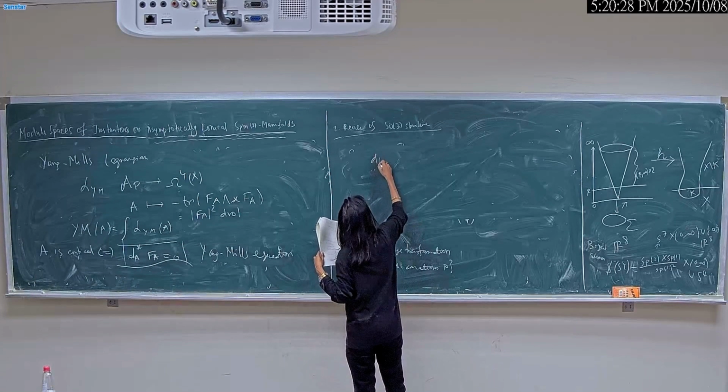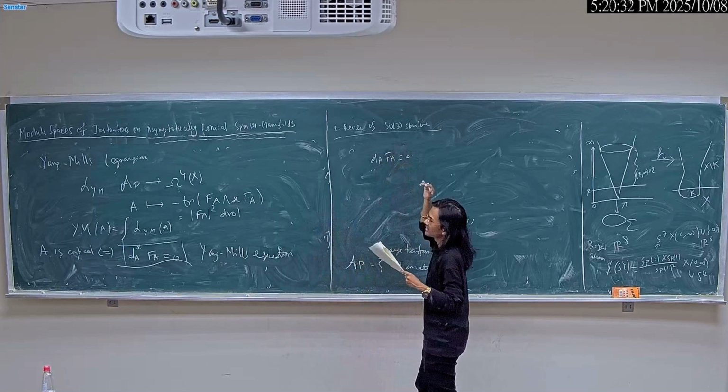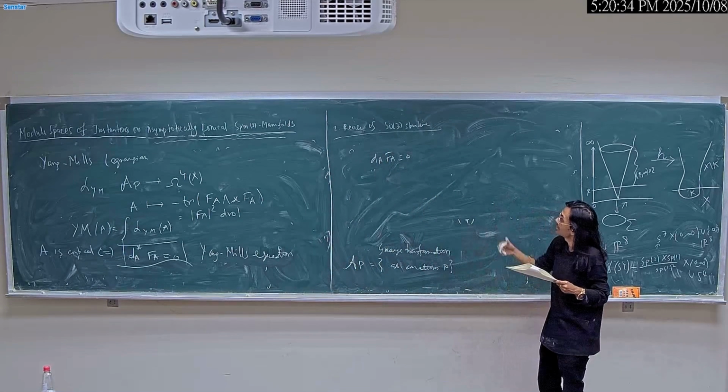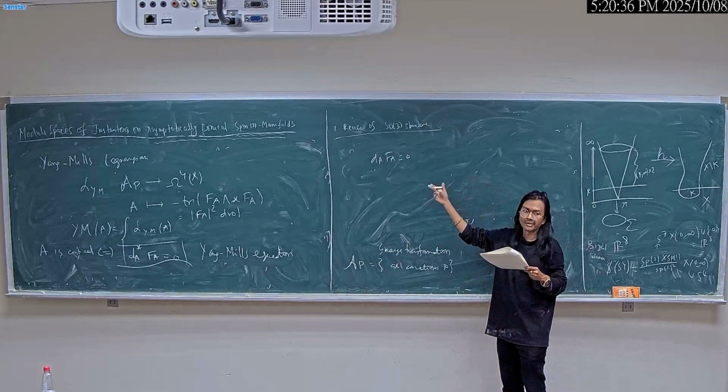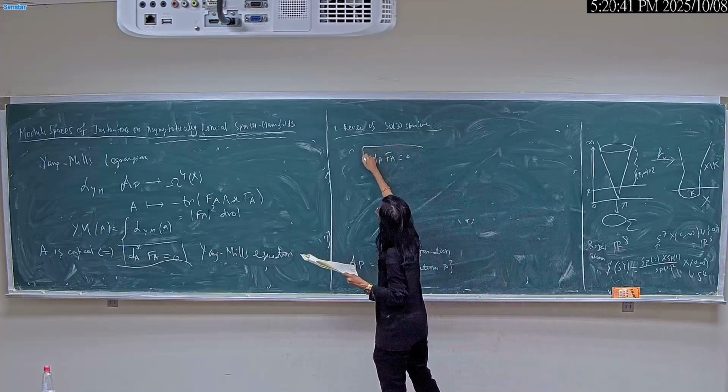Now there's a very famous identity called the Bianchi identity. Again, it works very similarly to what you have seen in Riemannian geometry. You apply the covariant derivative on your curvature, and it should be 0. So that's also another equation.